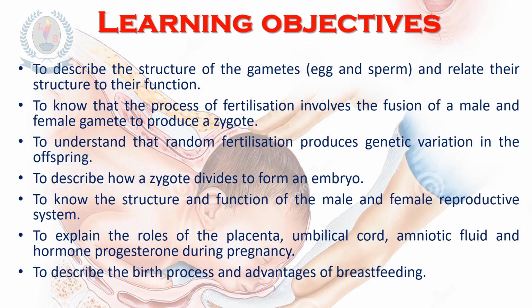I am going to describe how a zygote divides to form an embryo, as well as you will know the structure and functions of the male and female reproductive system. Also, I am going to explain the roles of the placenta, umbilical cord, amniotic fluid, and the hormone progesterone during pregnancy, as well as the birth process and the advantages of breastfeeding.